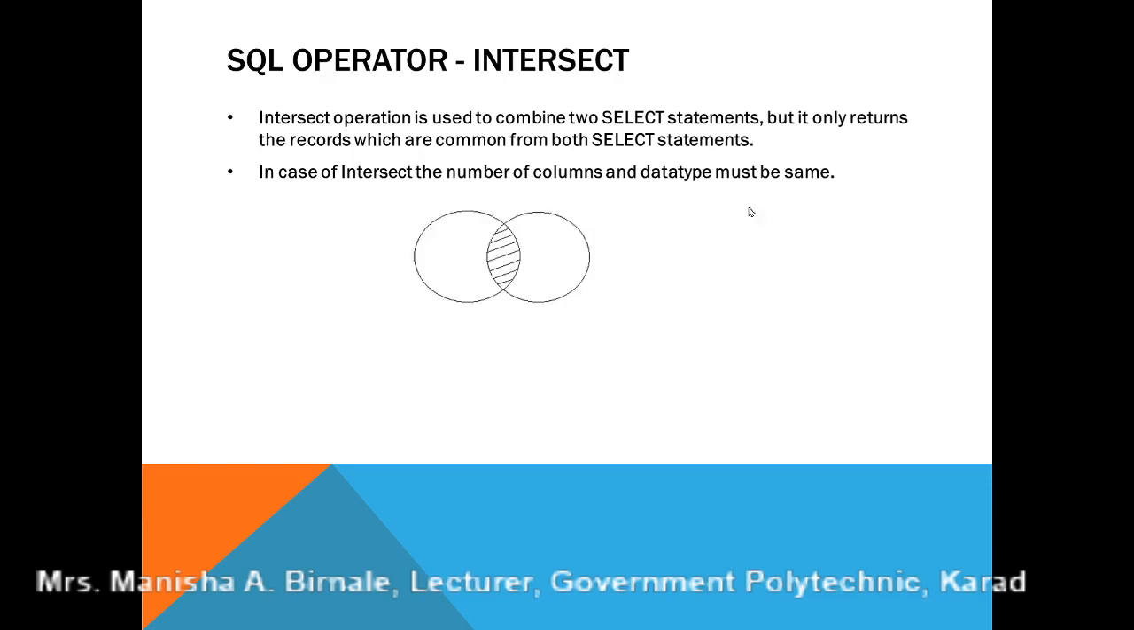This is a Venn diagram showing the intersect operation. This is the output of the first select statement, and this second circle represents the output of the second select statement. And these are common values from both outputs. So only those common values, common records, are displayed by the intersect operation. Let us see an example. Select a name from T1 intersect select app name from T2.